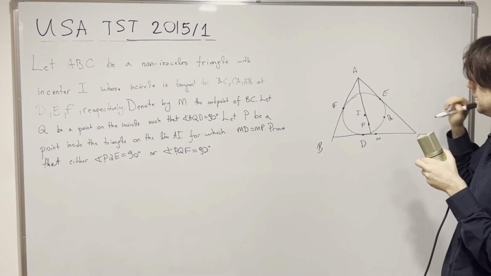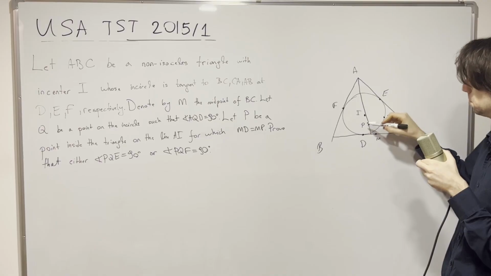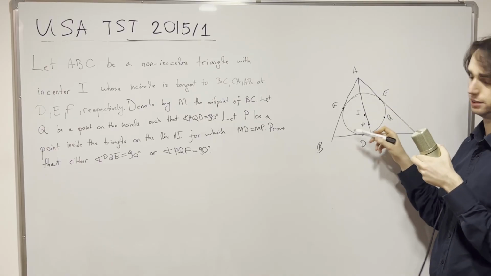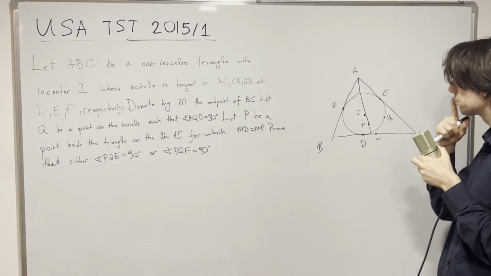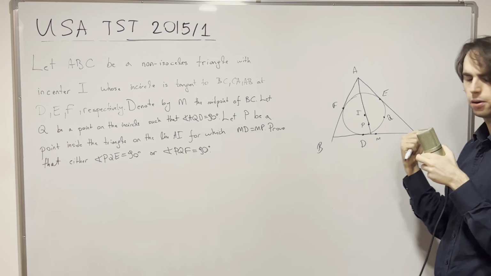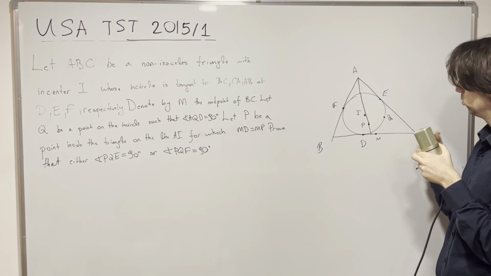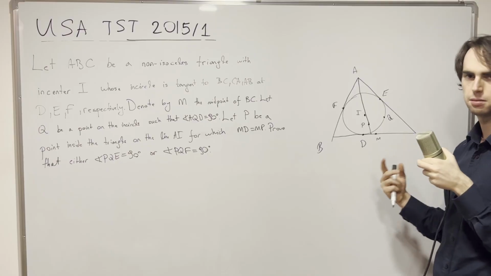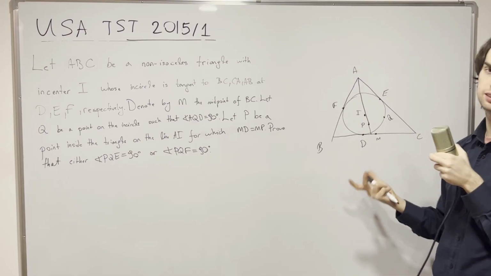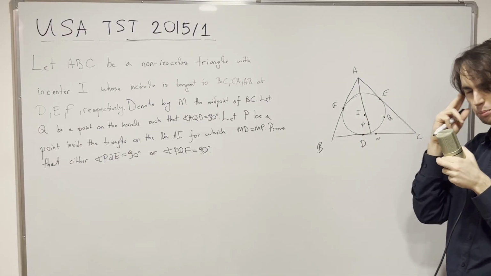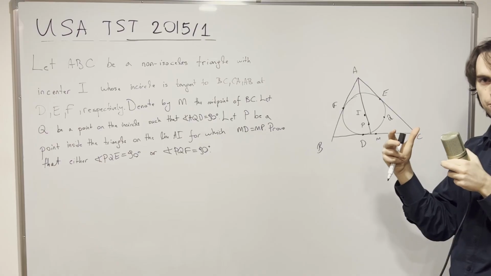is that PQE or PQF is 90. Now here, it seems like PQE is 90. The interesting part about that is, where do we lose the symmetry with B and C? And pause for 2 minutes, ask yourself, where do we lose that?